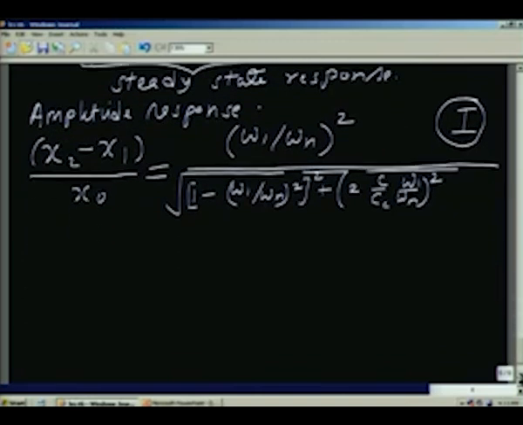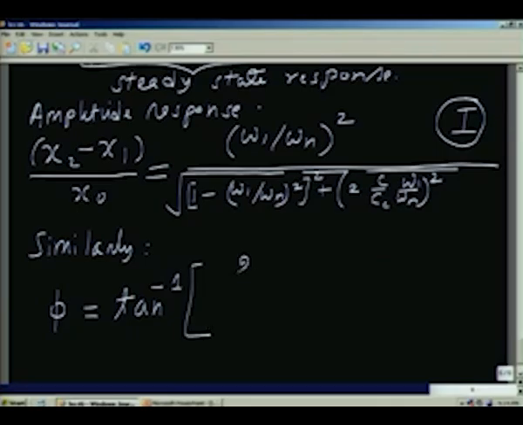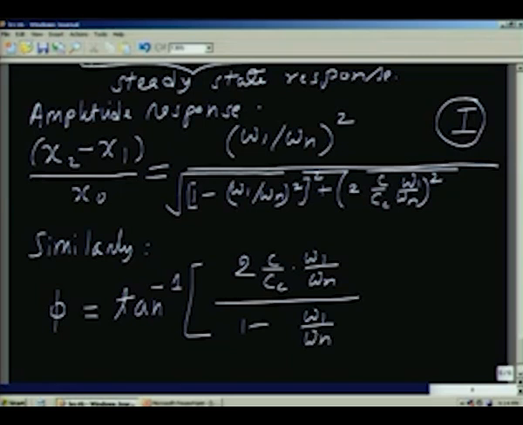If you look at the phase information, we can similarly show that I can write phi in the same fashion as we did here. It will be tan inverse of the following quantity: 2 times C by Cc times omega 1 by omega n, divided by 1 minus (omega 1 by omega n) whole squared. So, this we can call equation 2.